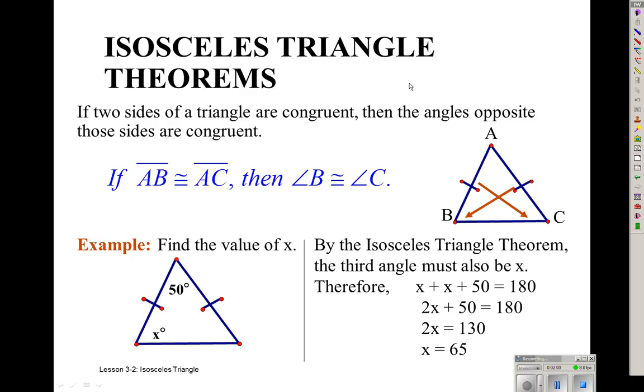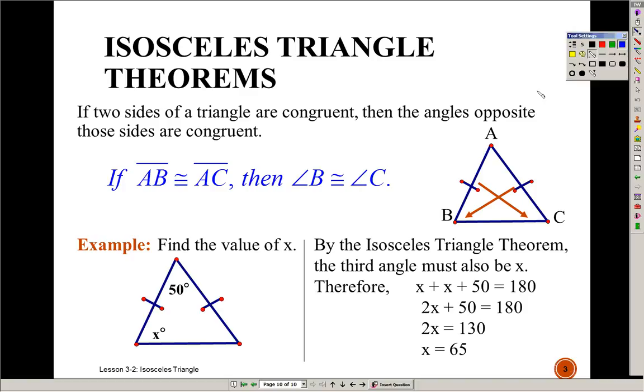So what I can say is I can draw across from these congruent sides, and these angles are congruent. Since one of them is x, then the other one must also be x. And then you know that the three angles of a triangle add up to 180. Well, let's do that. X plus 50 equals 180. And you'll just solve that equation for x. You get 65.